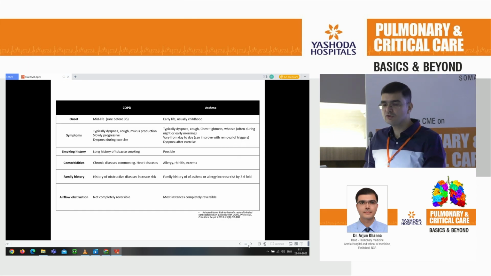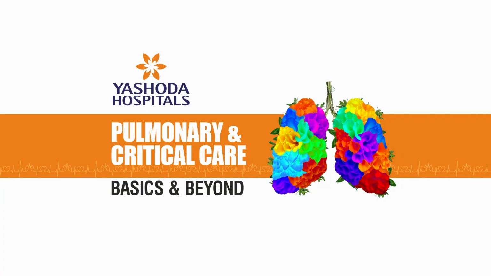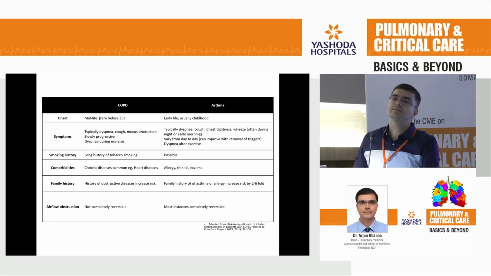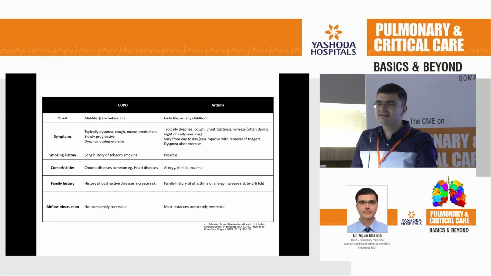So asthma and COPD, there are a lot of subtle differences between the two diseases, but there are a lot of similarities between them. Now, COPD is a disease which is classically seen in patients who are above the age of 40. It's a midlife kind of disease. Asthma is usually an early onset disease. Most commonly you see it in children.